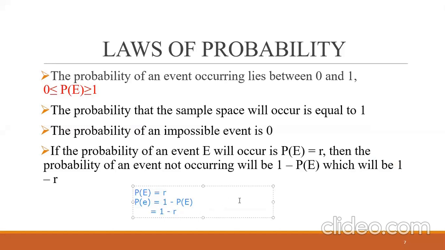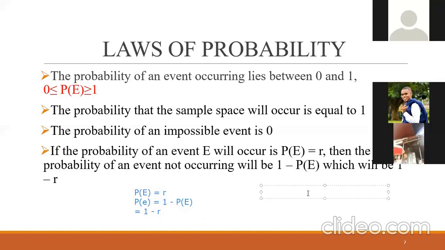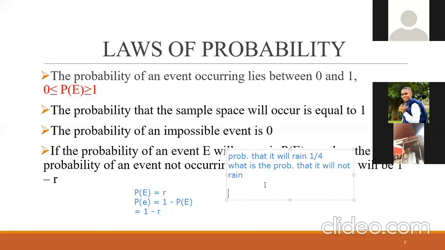Is that okay? So let's take an example. Let's say the probability that it will rain in a day is 1/4. Then what is the probability that it will not rain? Since we know that the probability that it will rain or it will not rain is exact, that is 1, then the probability that it will not rain in that day will be 1 minus 1/4. I hope it's clear.